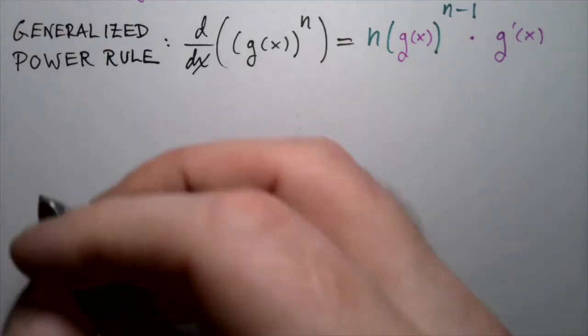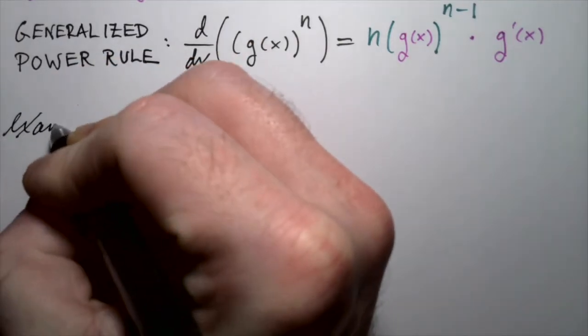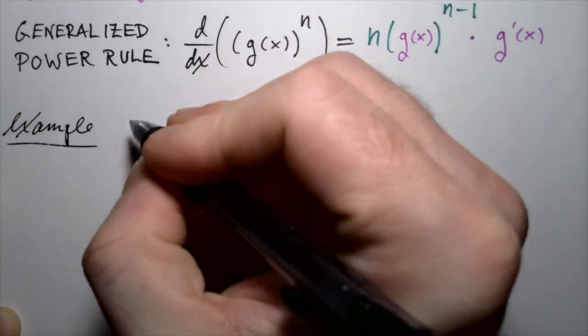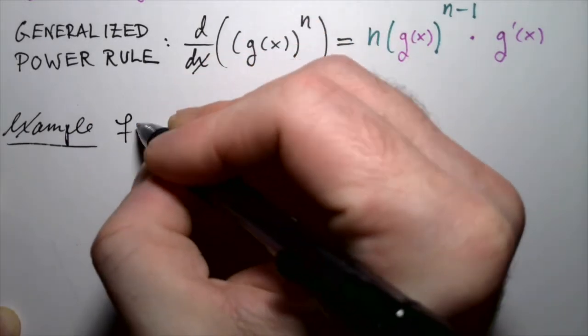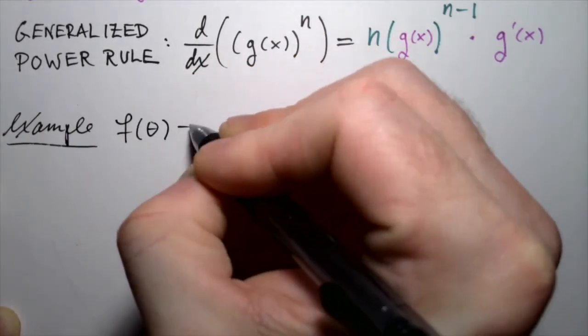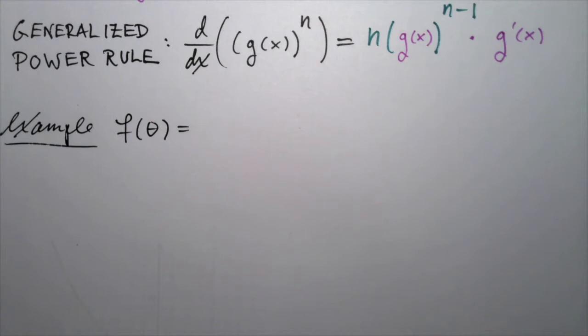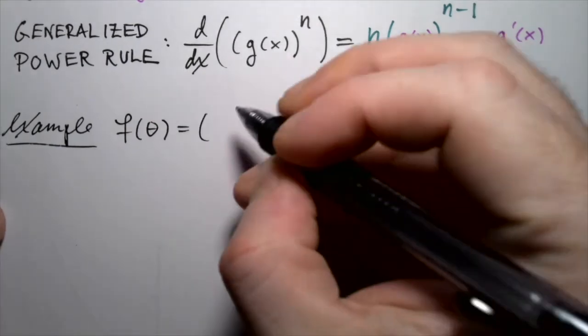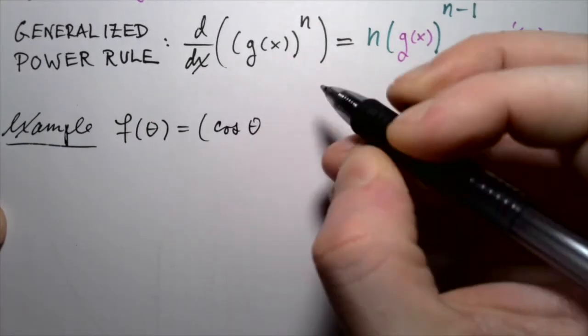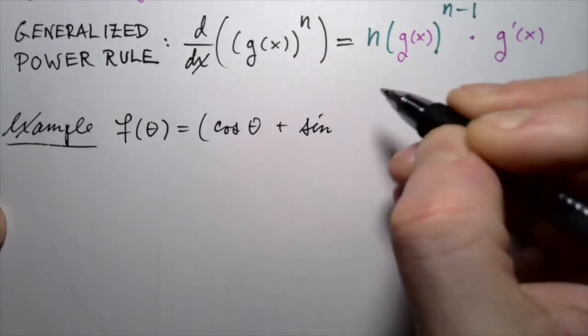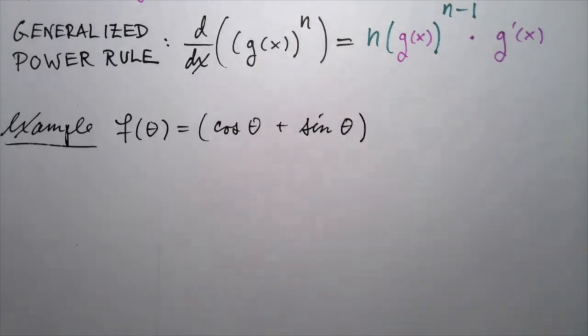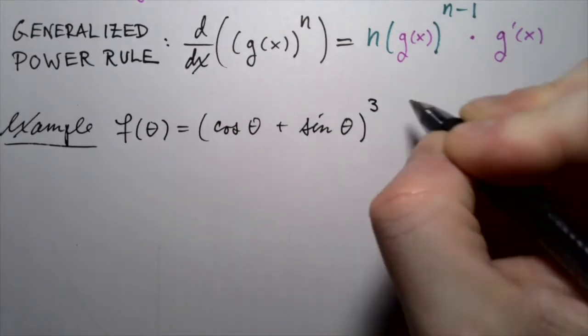Now that we have the generalized power rule written in this general form, let's use it to compute some other derivatives. It really is just the chain rule. If you don't want to think of it as the generalized power rule, you don't have to. It really is just the chain rule in the particular case where the outside function is raising something to the nth power. So check it out.